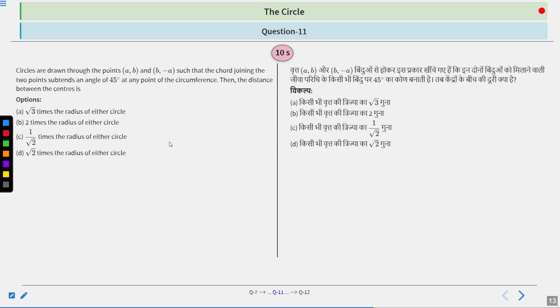So circles are basically drawn through 2 points (a, b) and (b, minus a). Now the chord joining the 2 points is basically subtending an angle of 45 degree at any point of the circumference. Clear? So by using this information, you can easily solve the question, right? And you can easily find the distance between their centers. Clear? So in this way, you can try to approach this question. You have 10 seconds to solve or think about this question. After 10 seconds, we will discuss the solution part.